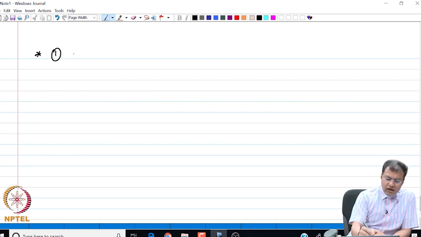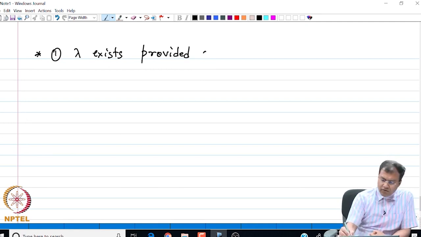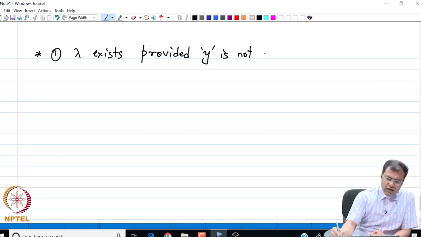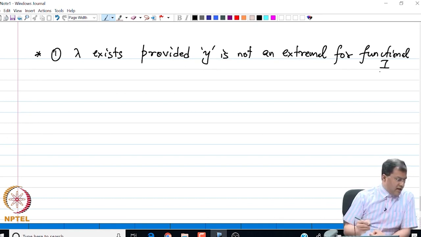So the first issue that I want to highlight is that the Lagrange multiplier lambda in this generalized scenario exists, provided y is not a rigid extremal, that is, it is not an extremal for the functional I. So we are trying to remove the rigid cases or the abnormal cases, looking only for the normal cases here.